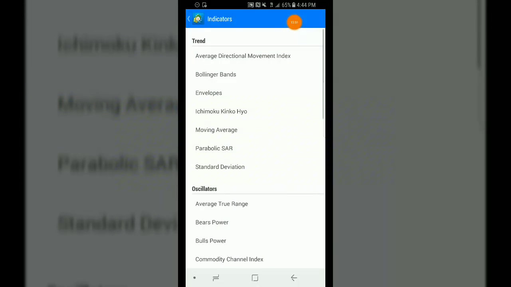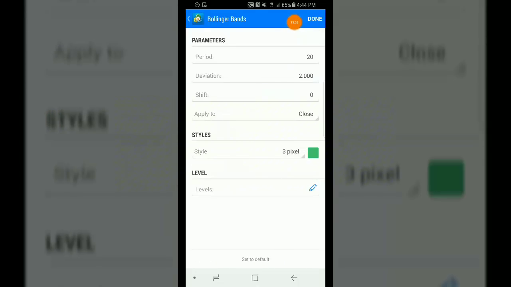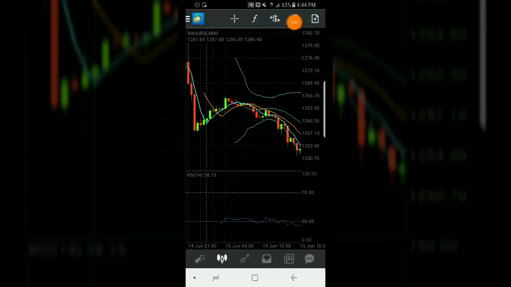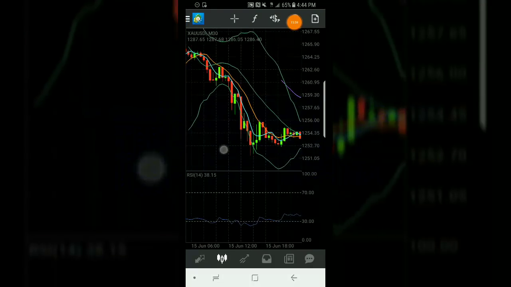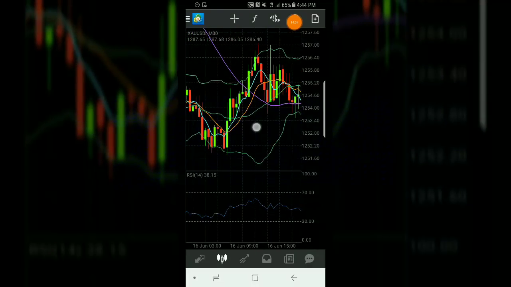One more indicator that I use, and that is the Bollinger Bands. Some of you may be afraid of the Bollinger Bands, but it is a very powerful indicator. So let's go ahead and move forward in time.